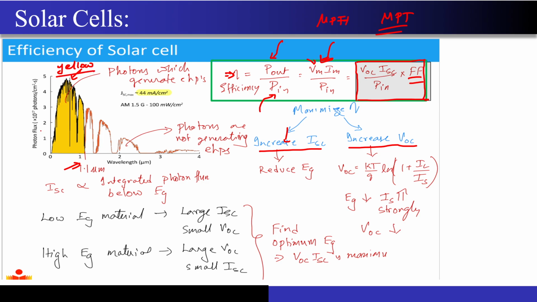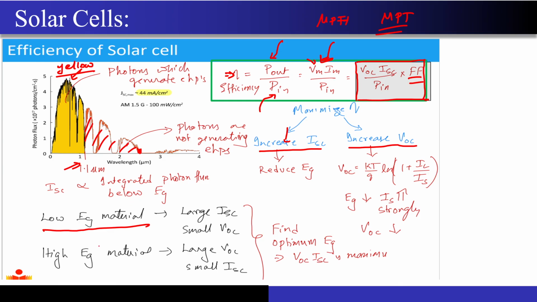Now if I reduce the band gap of the semiconductor, I can even absorb photons till this particular area as well. So if my material is absorbing a lot of photons, a lot of electron hole pairs will get generated, which means I will get a lot of short circuit current. But what are the other consequences? I am saying you lower down the Eg of your material.